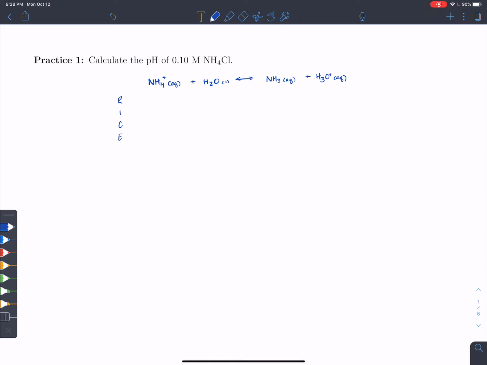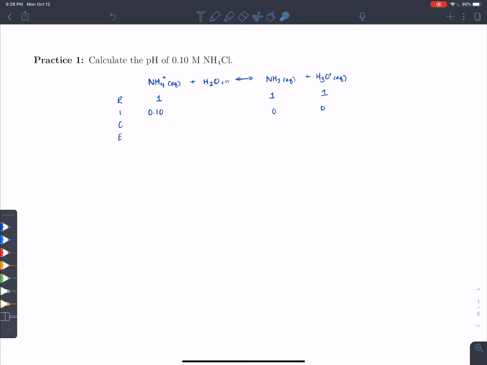Looking at the molar ratios of each item, I have a 1:1:1 ratio. And if I'm looking at the initial concentrations, I was told that my salt solution had 0.10 molar. Although this is the initial concentration of my ammonium ions, I still haven't formed ammonia or hydronium yet, so those are going to be 0.